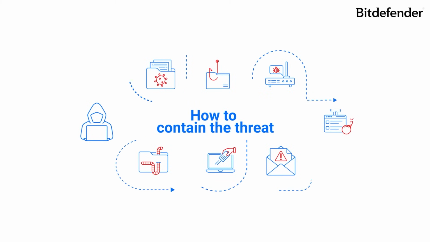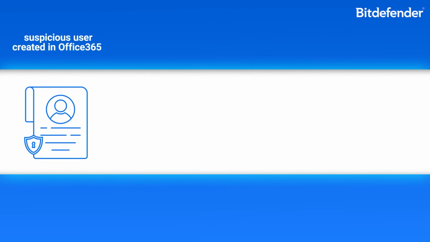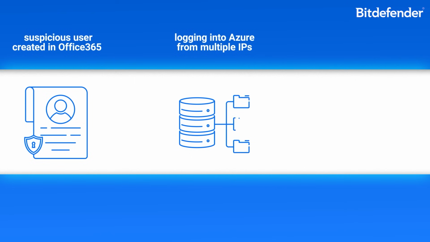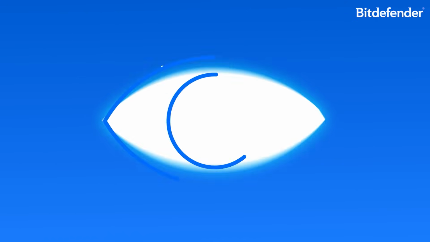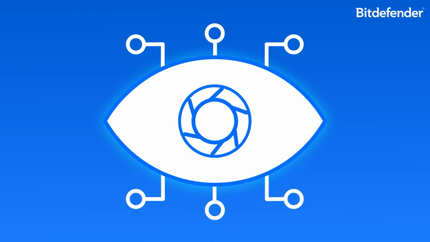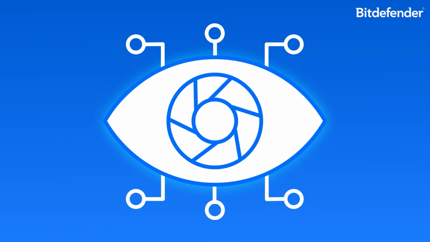harden your environment. It doesn't matter if it was a suspicious user created in your Office 365 account, someone logging into Azure from multiple IPs, or users removing encryption from your AWS S3 buckets. XDR is watching your entire environment and is ready to help you disable accounts, force password resets, and more.